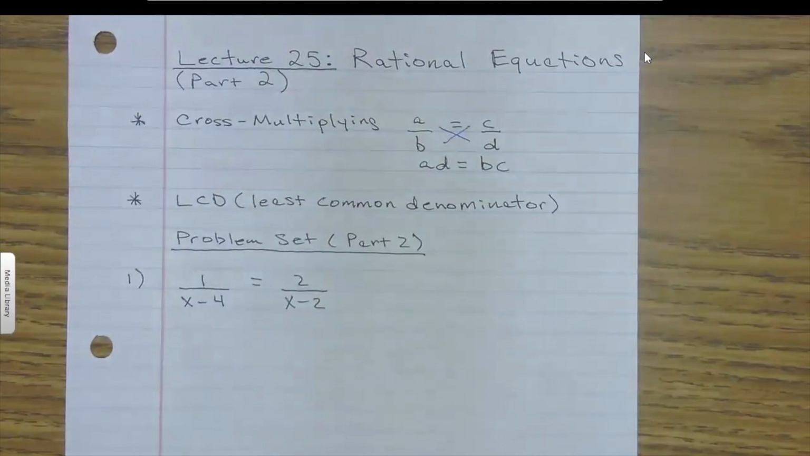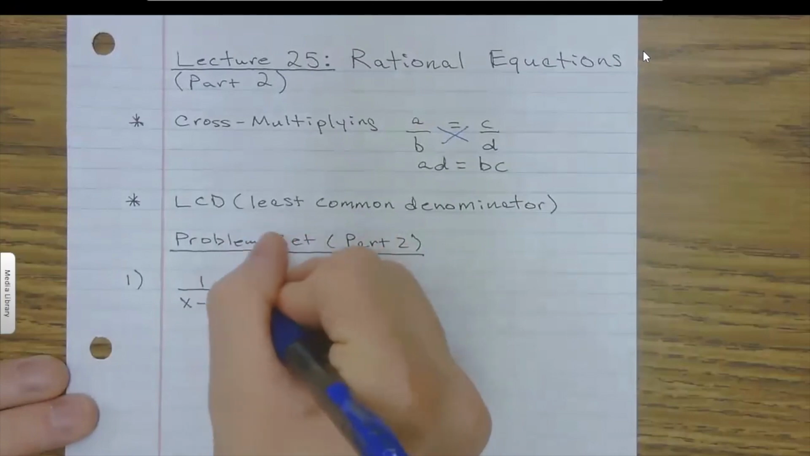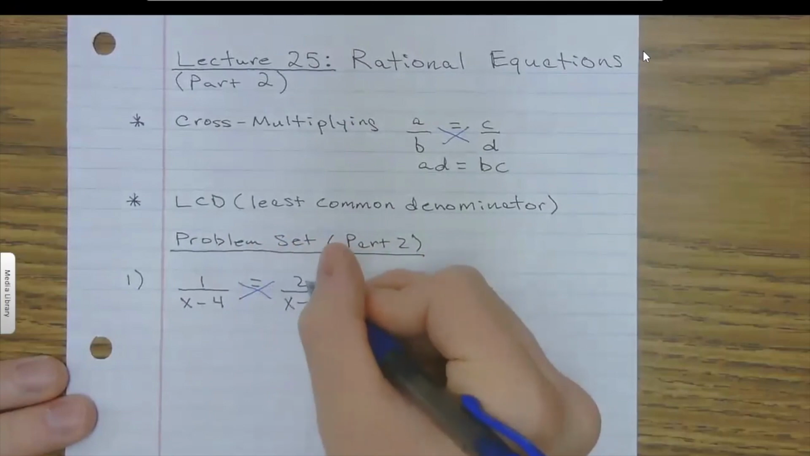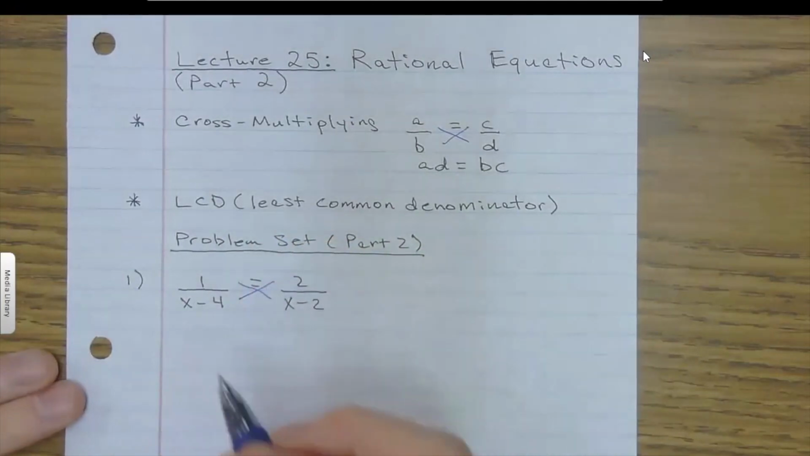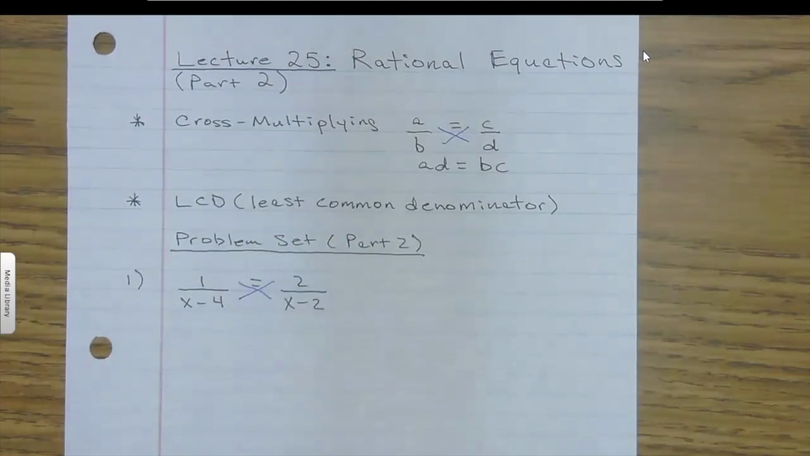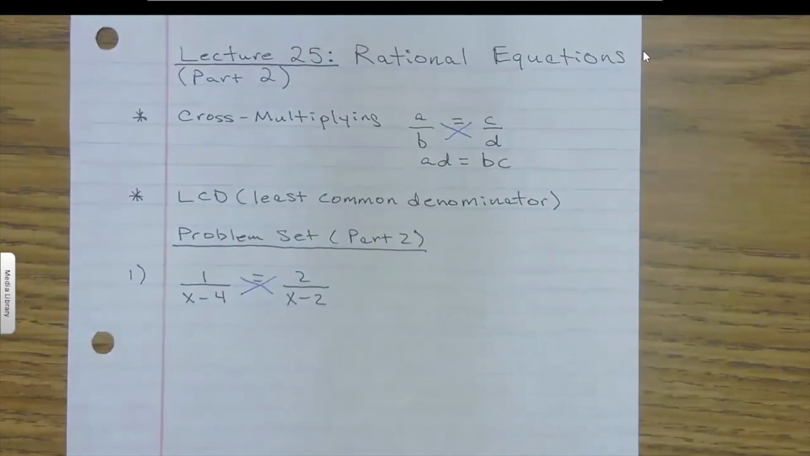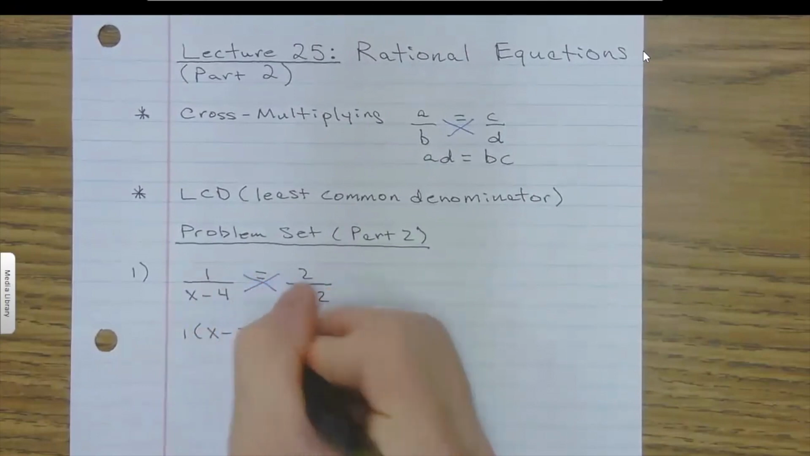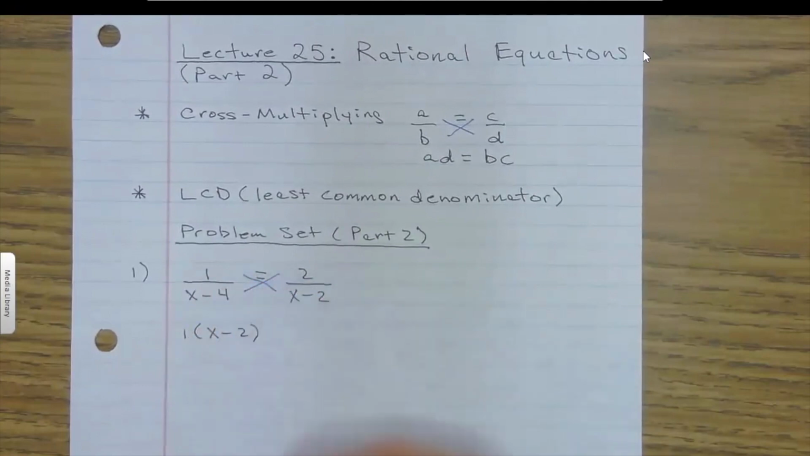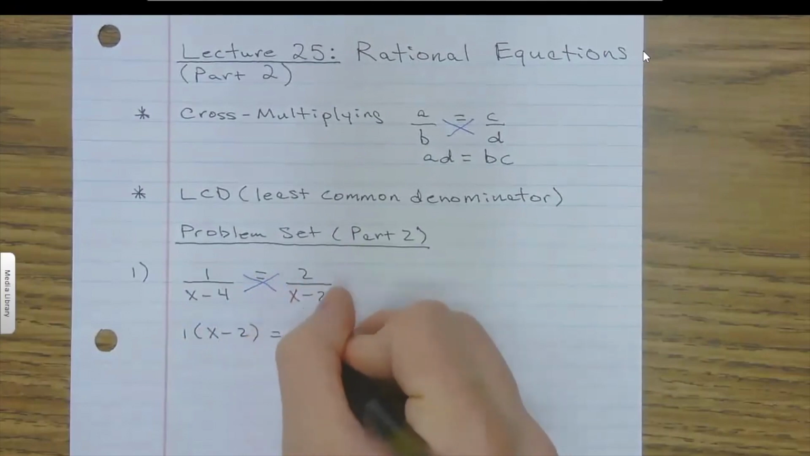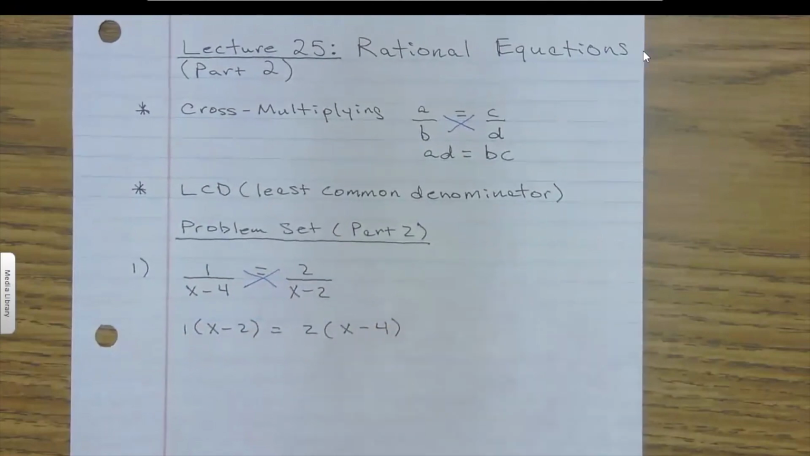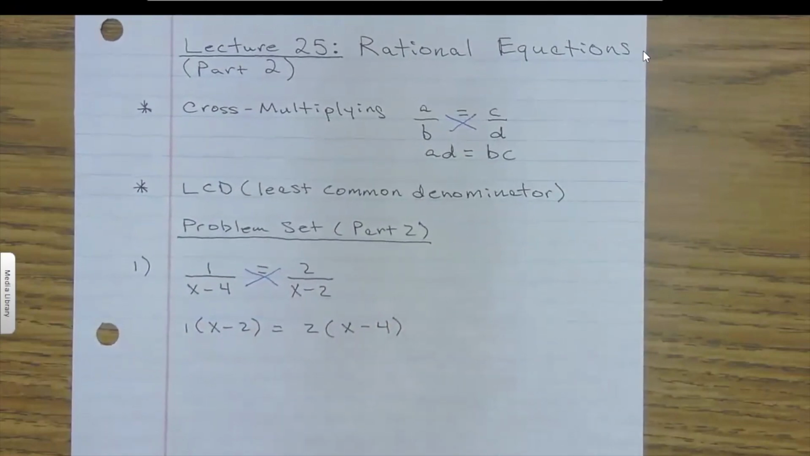So what I'm going to do is multiply crossways. I'm going to multiply this 1 by this x minus 2, and we're going to multiply the 2 up here by the x minus 4, and we'll see what we get. Okay, so I've got 1 times x minus 2, and we're going to set that equal to 2 times x minus 4. All right, and both sides are equal.